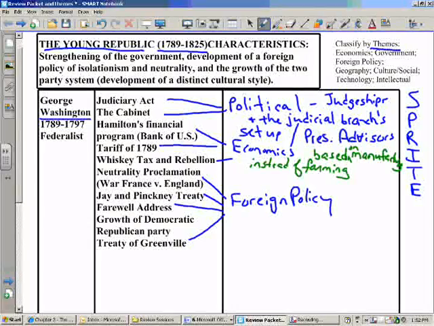In order to protect that manufacturing and to bring in revenue to our government, to help pay off that debt, and to maintain our government, that's when we see the initiation of our tariffs. Now, what does a tariff do? It protects our own business and a tariff brings in revenue.